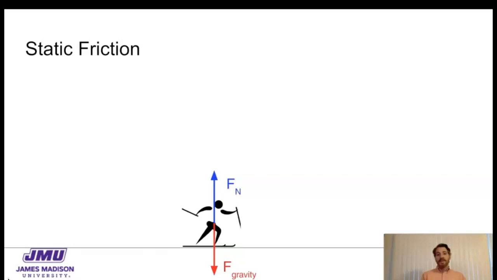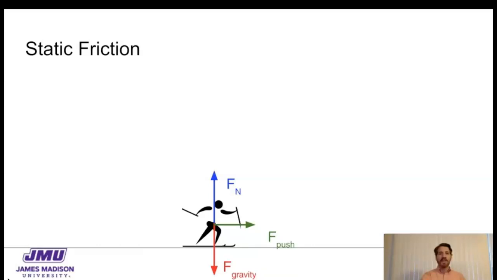Now I want you to imagine that the skier is struggling to move to the right, but we don't see them going anywhere. So we can refer to whatever they're doing with their struggle as maybe a pushing force. And if they're not going anywhere, then that looks a lot like a free body diagram that would have an object accelerating to the right, and that doesn't match up with the idea that they're not going anywhere.